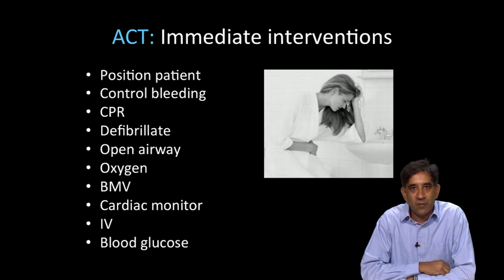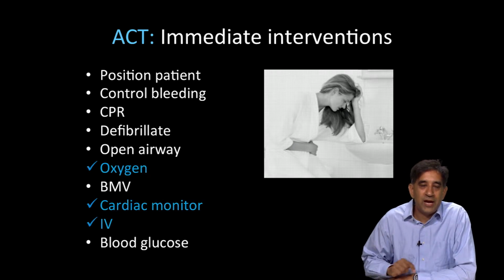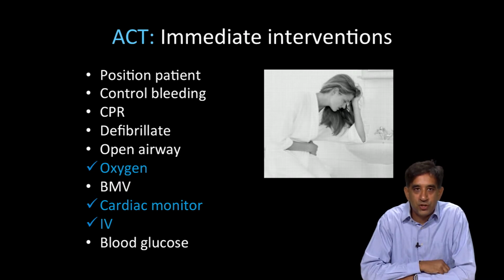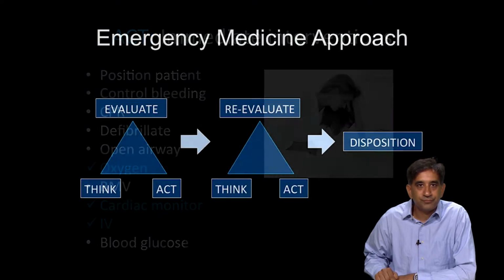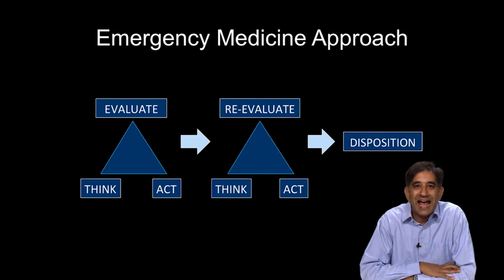And so in the case of our patient who is complaining of left lower quadrant pain, is dizzy, is tachycardic, and has a low blood pressure, the immediate interventions in this particular patient are to administer oxygen, to put her on a cardiac monitor, and to start an IV, and probably in this particular case, start administering IV fluids. So again, in the emergency medicine approach, we started by evaluating, thinking, and acting.